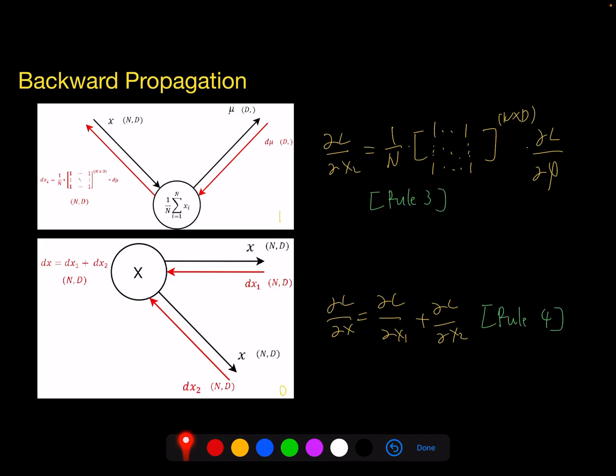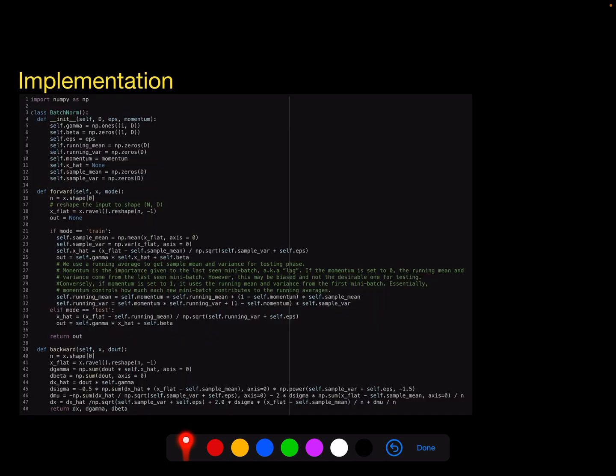Then finally, we come to the last two steps. For step 1, we use rule 3 because it's from d expanded to n by d, right? Then for the final step, which is step 0, we have two outputs here. We use rule 4, basically adding the two gradients of output. All right, so now we have finished the whole backward propagation process to get the gradient of x, gradient of gamma, and gradient of beta. Now let's see the code.